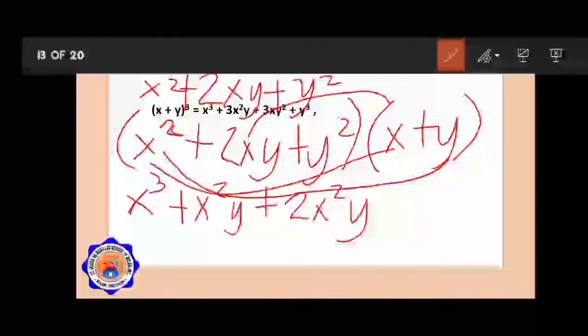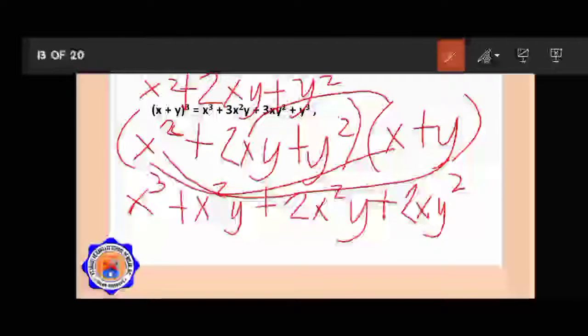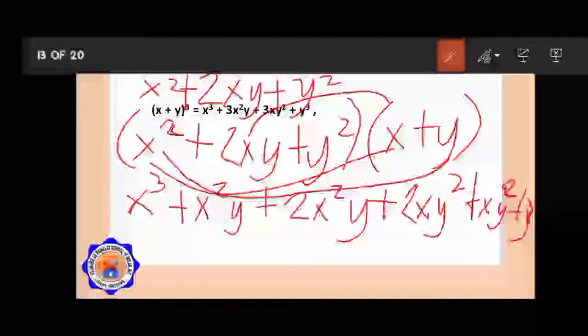Then, next is 2xy times y is equal to 2xy squared. Then, next is the y squared times x. So, y squared times x is equal to xy squared. Plus y squared times y is equal to y cubed. So, y cubed. So, now we will combine the like terms.